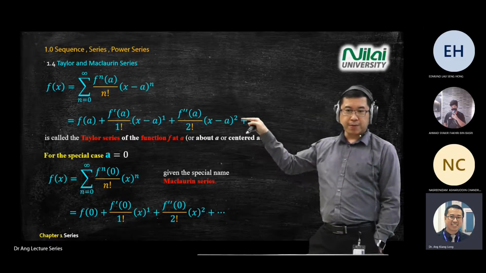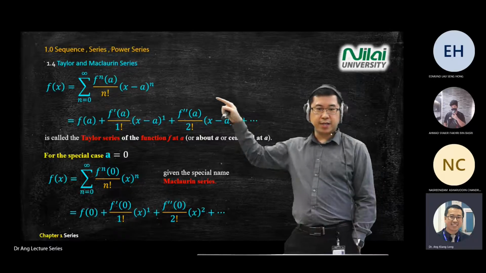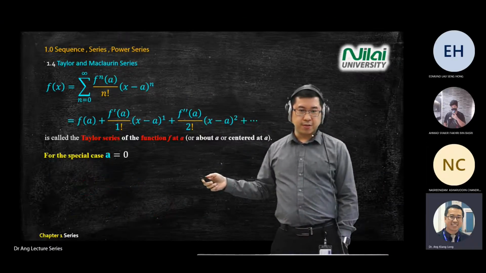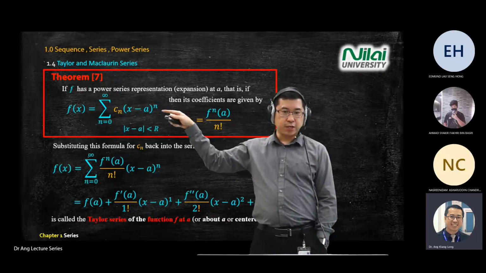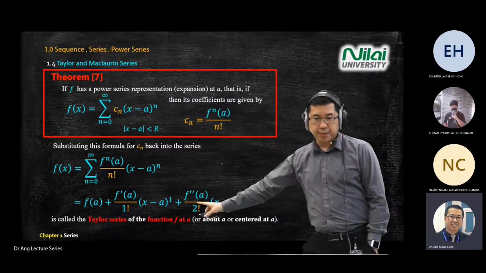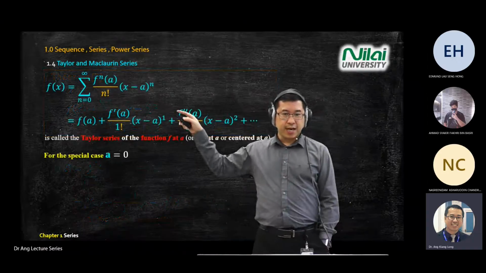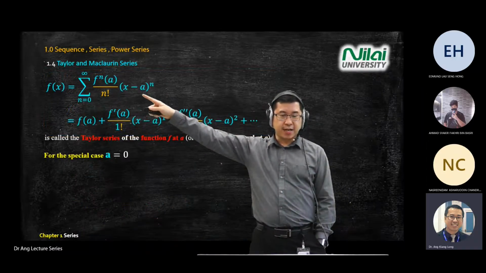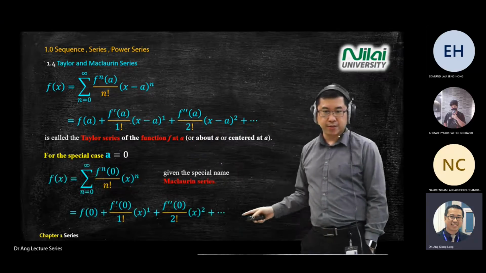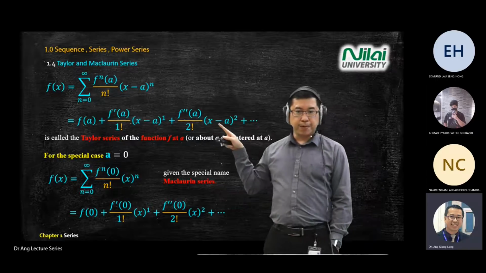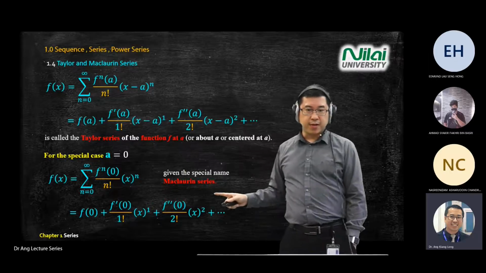Taylor series, this pattern. In general, how you memorize it, you memorize the box, this one. You memorize Theorem 7. You expand this equation in this series form, you get the Taylor series. And if you replace a equals 0 in the Taylor series, you get the Maclaurin series. Okay, you replace the a in the Taylor series with 0, you will get the Maclaurin series.